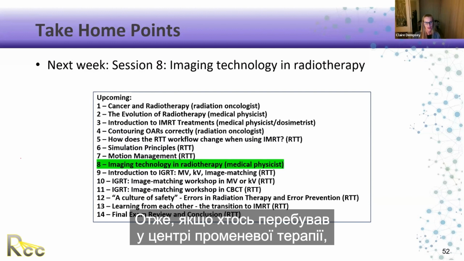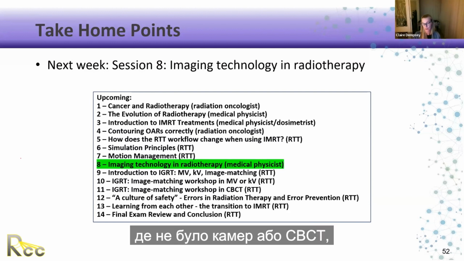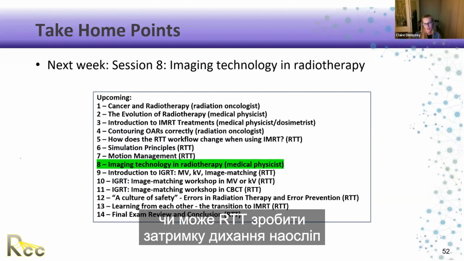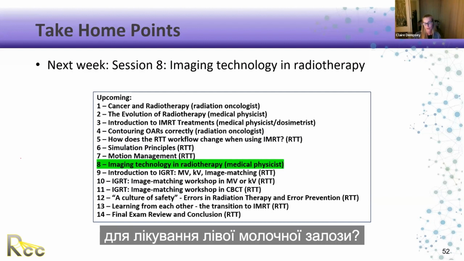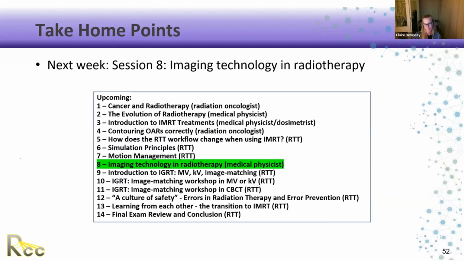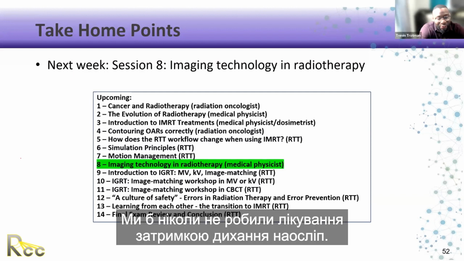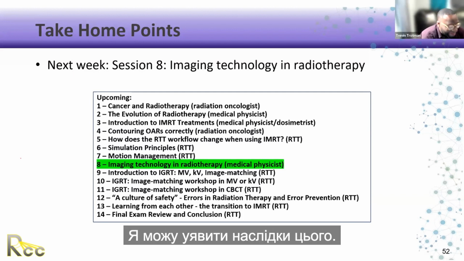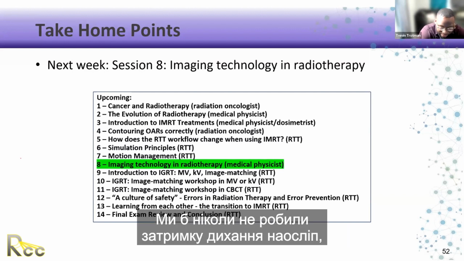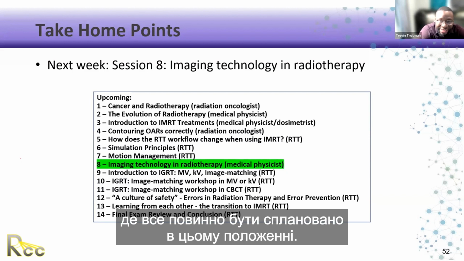If someone was in a radiotherapy center that didn't have the cameras or didn't have cone beam CT, can the RTTs do a blind breath hold for a left breast treatment? We would never do a blind breath hold treatment. I can only imagine the implications on that. No, we would never do that. Everything has to be planned in that position.